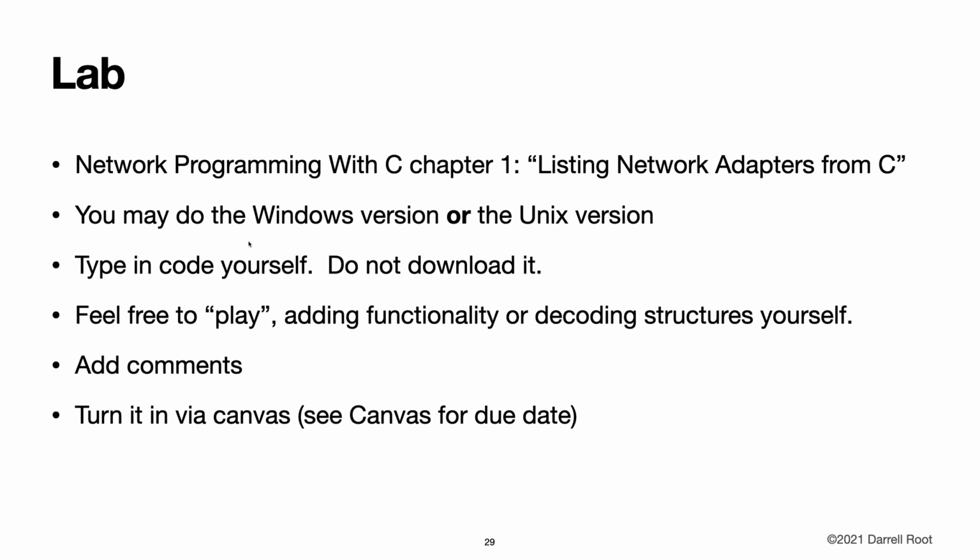So we have a lab, Network Programming with C, Chapter 1, listing network adapters from C. There's a Windows version and a Unix version. For the homework, you need to do one of them based on which operating system you have. You're not required to do both of them. So if you're on a Windows system, don't start typing in the Unix version. It's not going to work that well. Type in the code yourself. Do not download it.